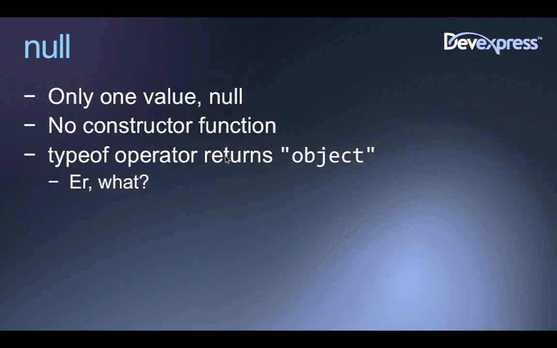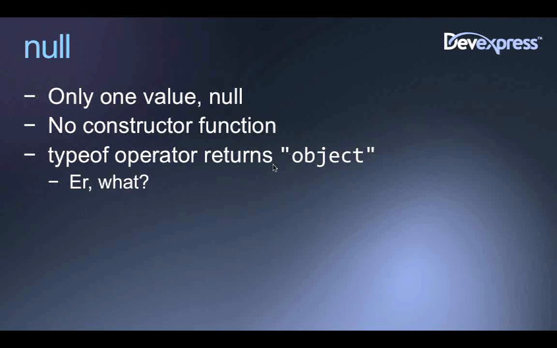There is no constructor function, and bizarrely enough, the typeof operator will actually return object and not null. It's a bit bizarre, this. Frankly, it catches everyone out. They do typeof of some variable and hope to see the value null come out, but no. So with null, it's easier to ignore typeof completely and just compare against null if you have a variable.